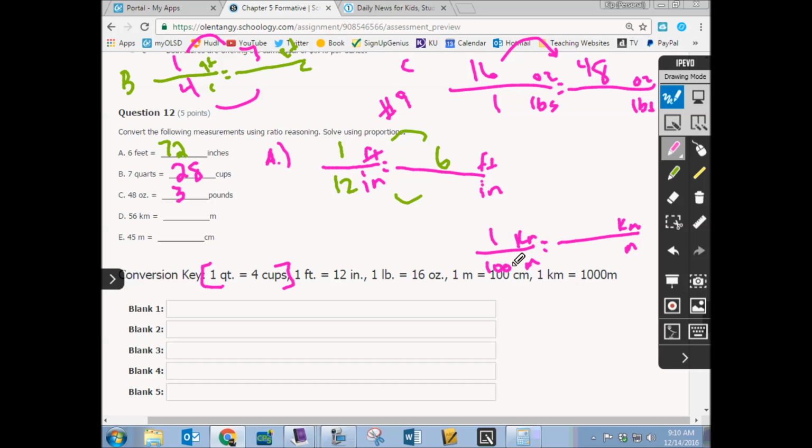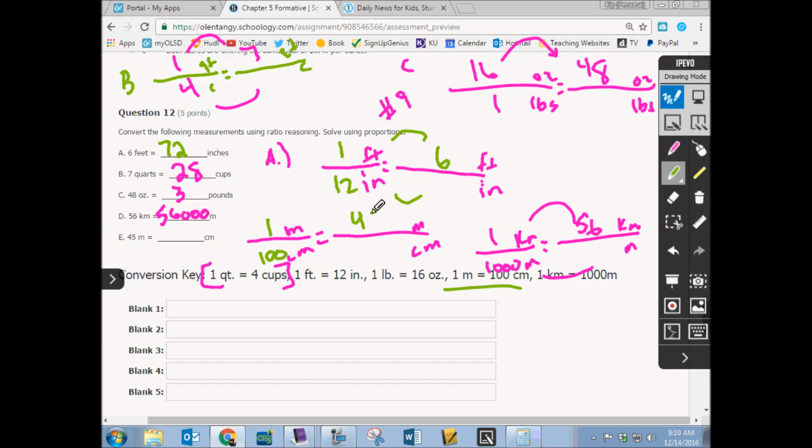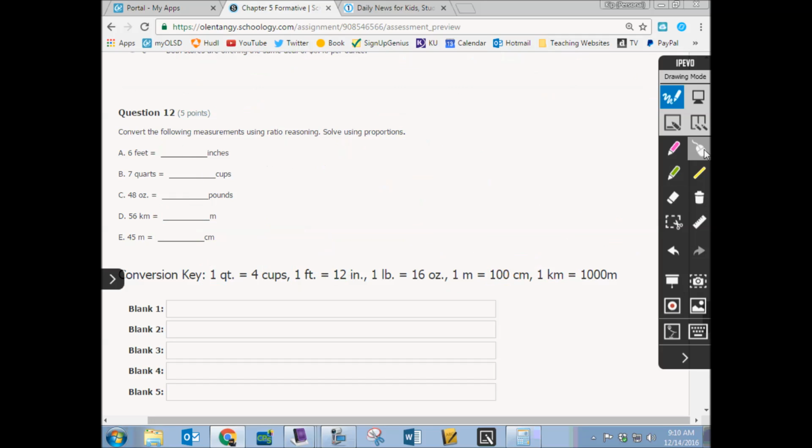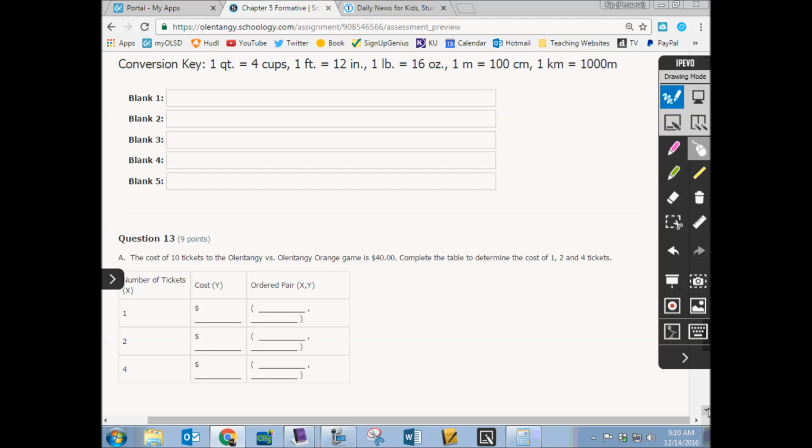Okay, I see it right here. 1 kilometer is 1,000 meters. They give me 56 kilometers. Times 56. It's going to be 56,000. And finally, letter E is right here. We're doing meters to centimeters. I see that the fake ratio is that 1 meter is 100 centimeters. They gave me 45 meters. Times 45 would be 4,500, not 45,000 there. Using a lot of green and purple. Everybody got that? Give yourself 5 checks or 5 X's on that one.